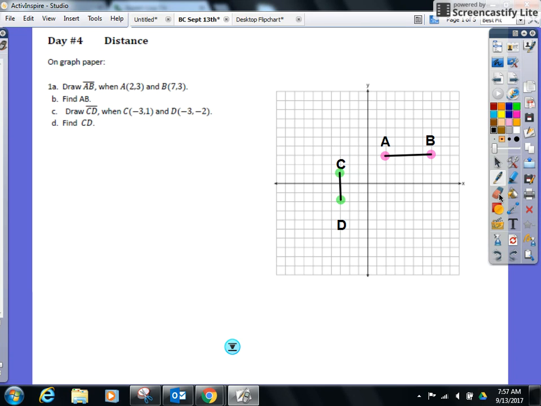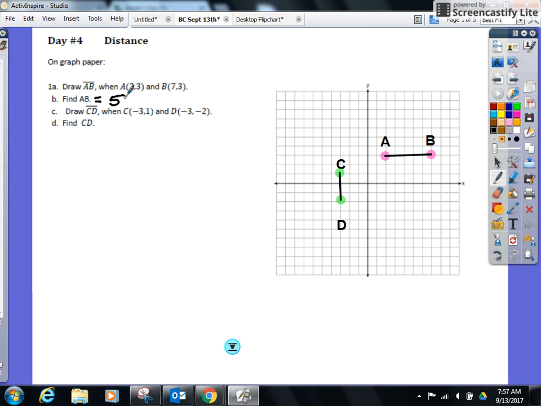Pretty easy for us to find the length. How are you going to do it? Begins with the C, ends in out. Count. Good, you guys are picking that up pretty quickly. Go ahead, count, and you find the distance of AB is 5.